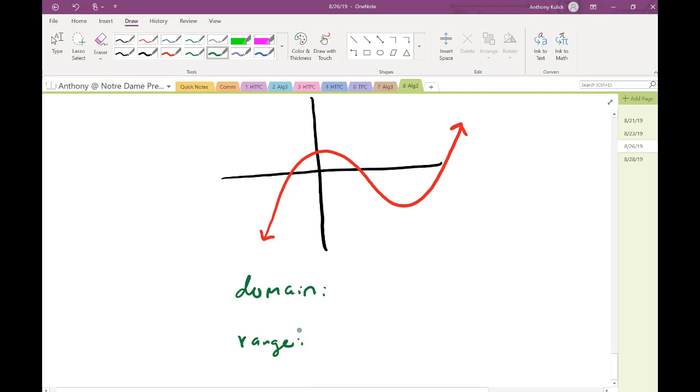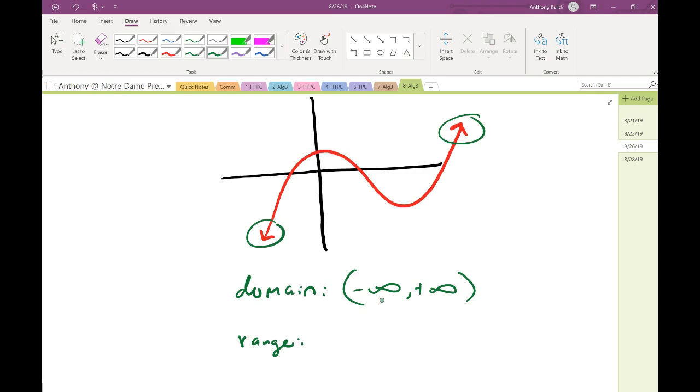Let's do the domain first. What's the lower bound on the domain? Negative infinity. Notice we have an arrow that points to the left and down. Since it's pointing to the left, it's going to go to negative infinity. The upper bound is positive infinity. We have an arrow that's pointing up and to the right. Because it's pointing to the right, it's going to go in that direction forever. And since they're infinities, they both get parentheses.